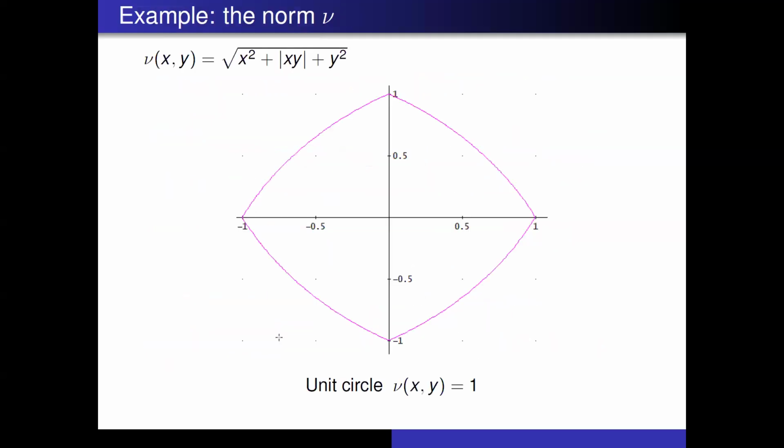Okay, so here's an example. This is a normal vector norm. Instead of square root of x squared plus y squared, we add a term: square root of x squared plus the absolute value of xy plus y squared. And the unit circle looks like this. And if you look at that, well, it's not a circle, it's not round. It is a strictly convex curve. And in fact, in this case, it's differentiable at most points, except at these vertices here. Okay, and that's the sort of thing we're talking about.